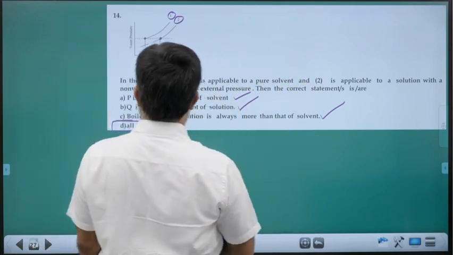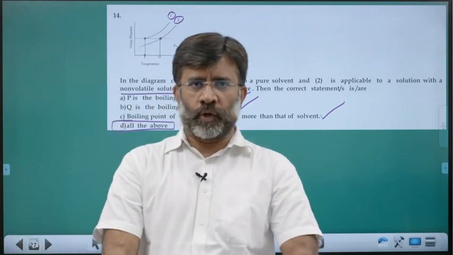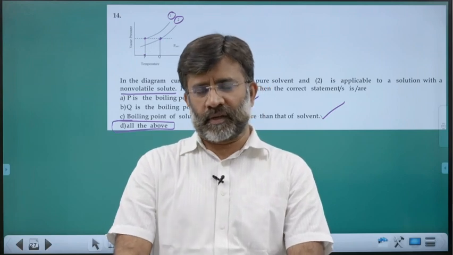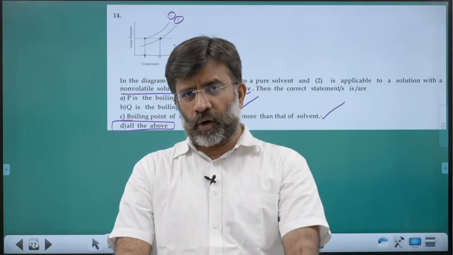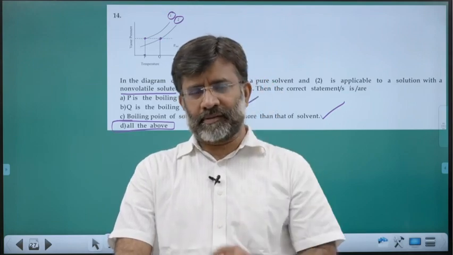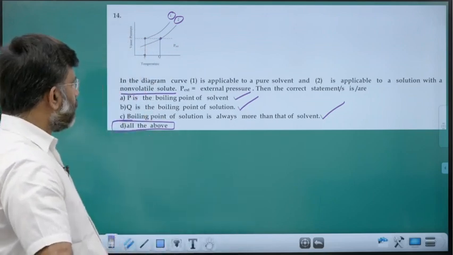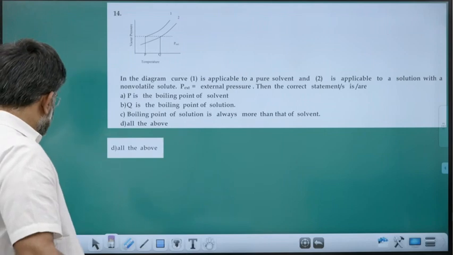Because it is a non-volatile solute. When you add a non-volatile solute, there will be colligative property. There will be depression in freezing point. There will be lowering of vapor pressure. When the vapor pressure lowers, boiling point increases. There will be elevation in boiling point. Okay. D is the correct answer. Next.